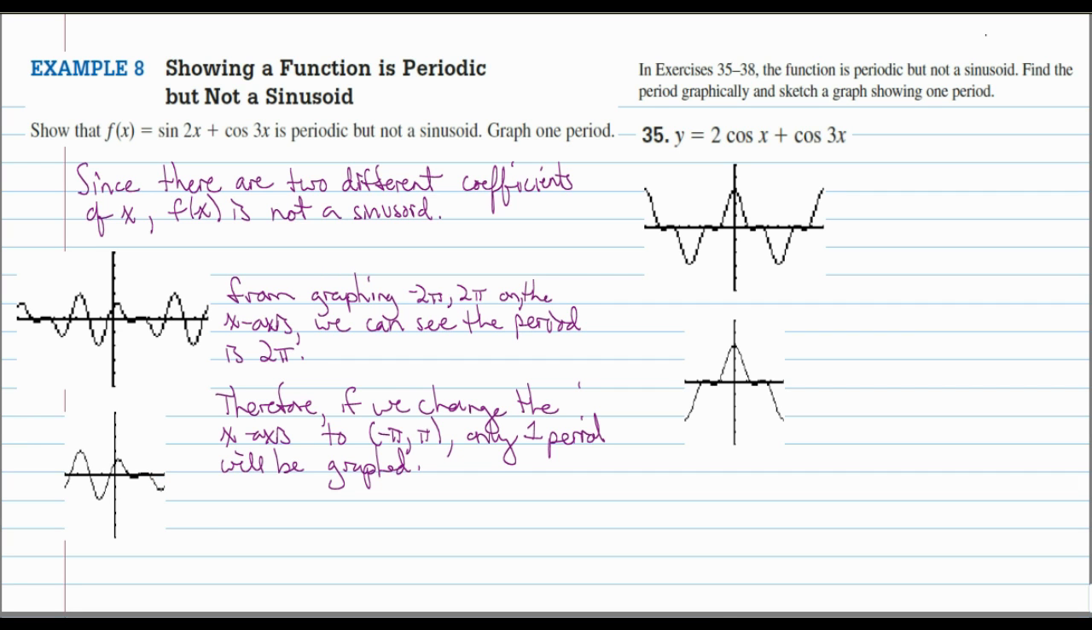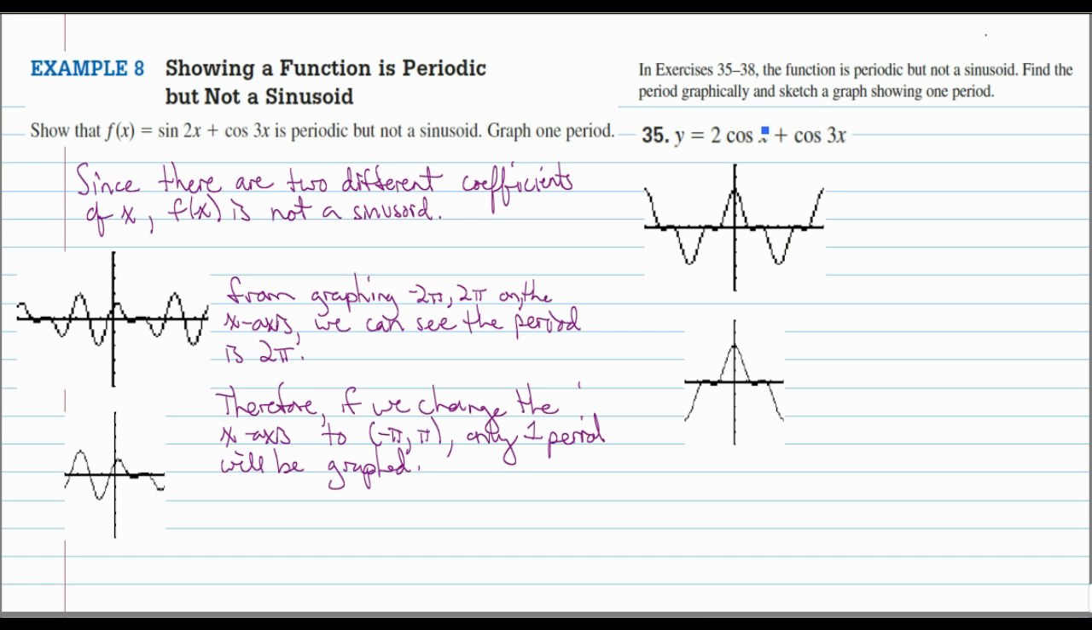In the now try problem, exercise 35, the function is periodic but not a sinusoid. So they're telling you it's not a sinusoid. Find the period graphically and sketch a graph showing 1 period. So this is what I've done. I have graphed both, from -2 pi to 2 pi to show that this is periodic. We do see a repetitious pattern, although it does not look like a sine curve.